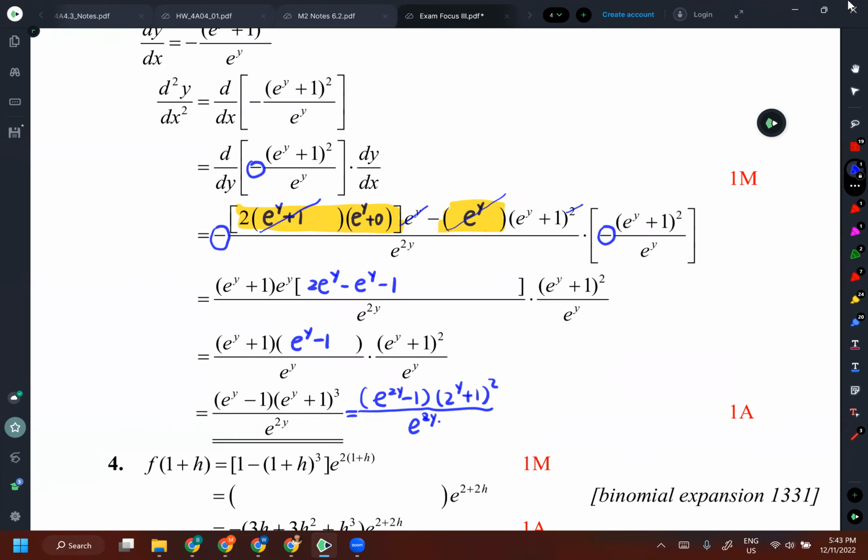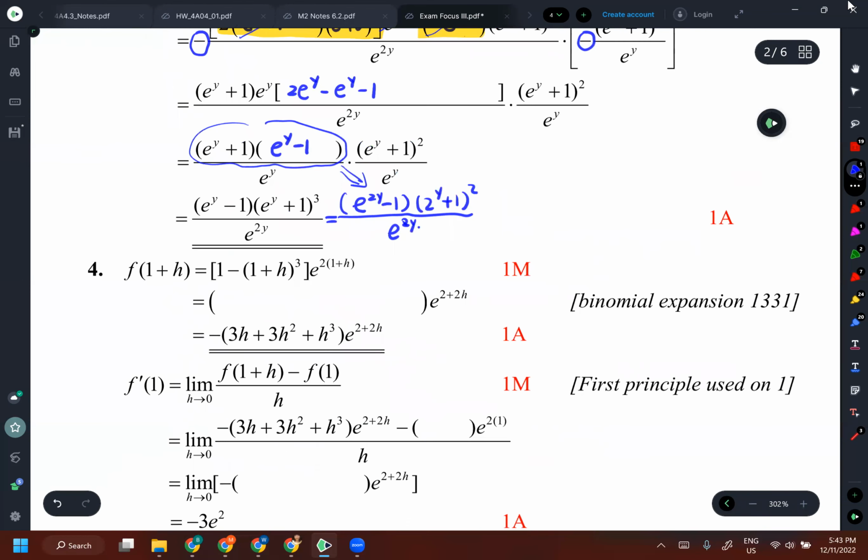Because I think the standard answer is that they put these two together, and then you get this. But if I keep them factorized, I'll get this answer. Next one, question 4.